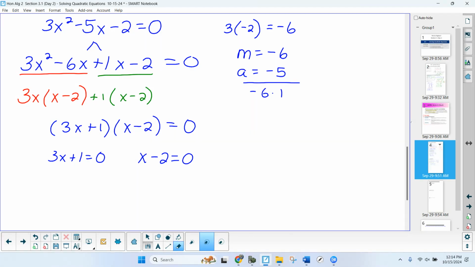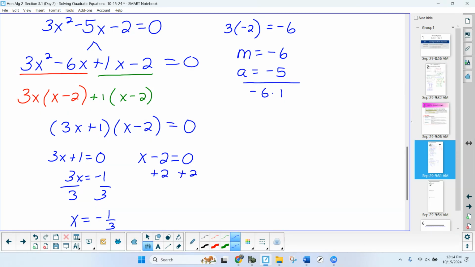-1. So you get 3x equals -1. Divide both sides by 3, and x is -1/3. What do you do to solve this one? Add 2, and you get that x is 2. Here are your 2 solutions. Questions on the first 3 problems?